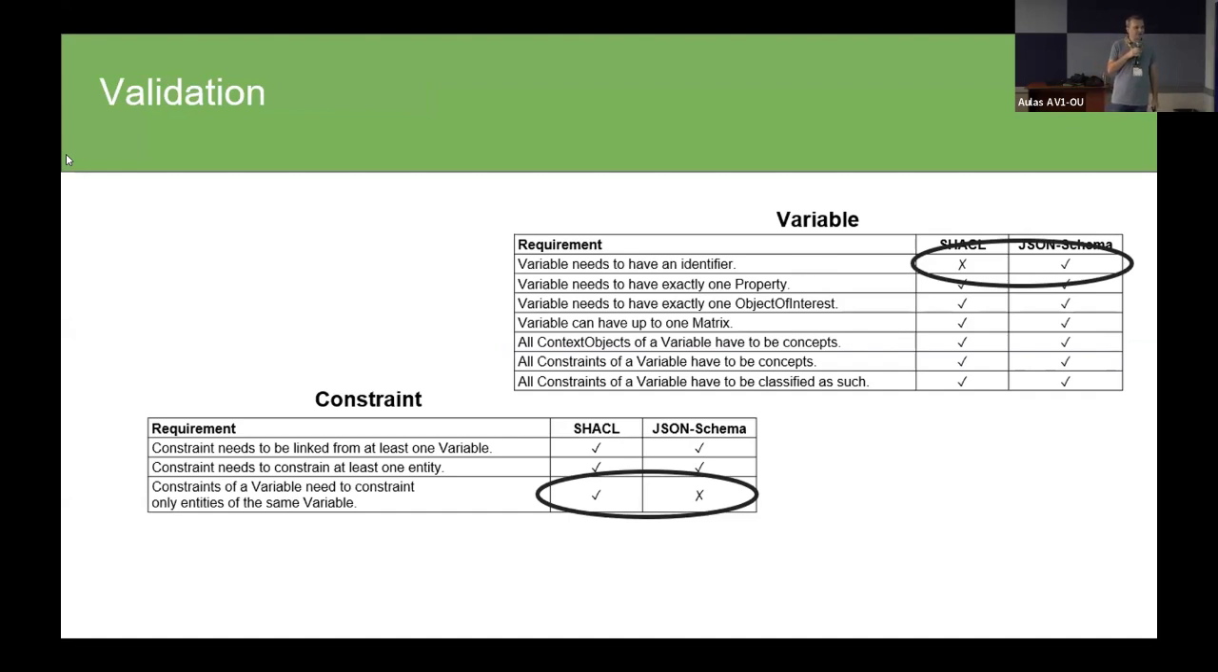And on the other hand, in JSON schema, I'm unable to validate that a constraint always points back to one of the entities used in the variable. Again, if somebody has an idea, please let me know. In SHACL, I can do that via a SPARQL query that can be included. I have no clue how to do that in JSON schema.